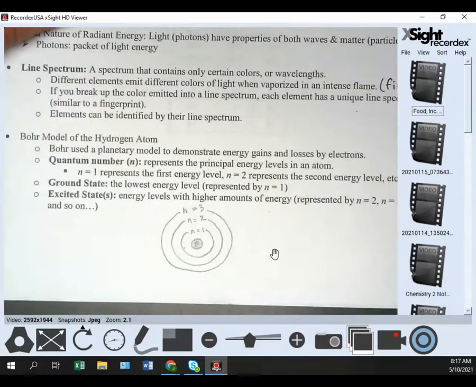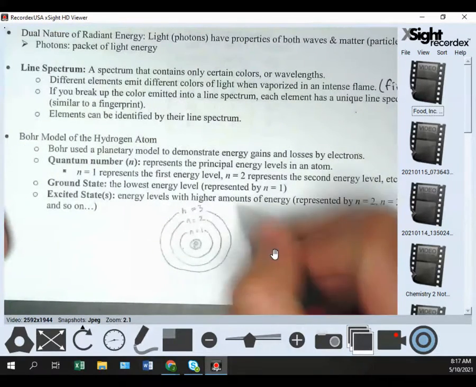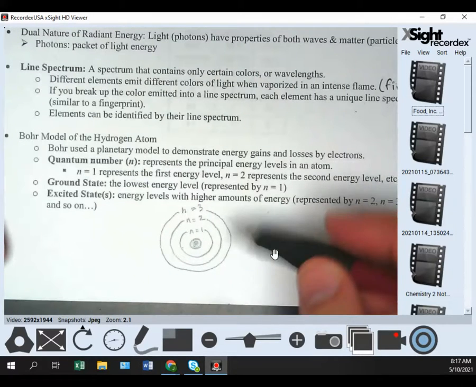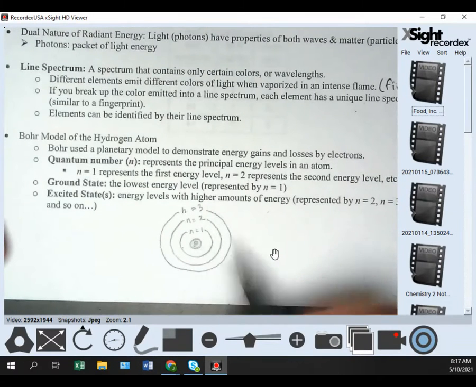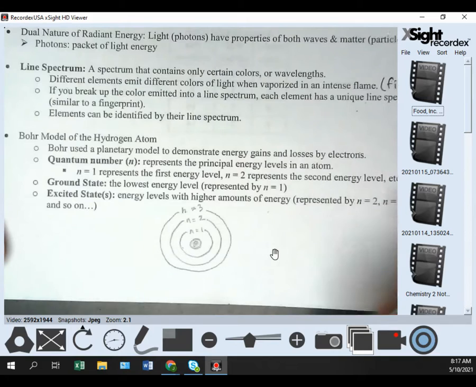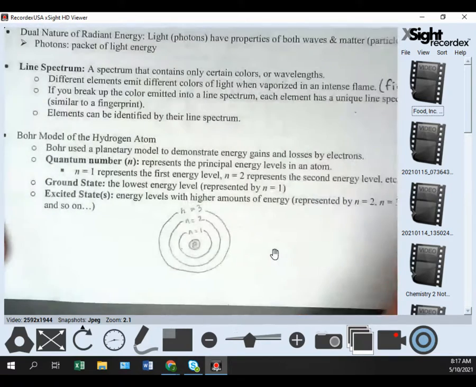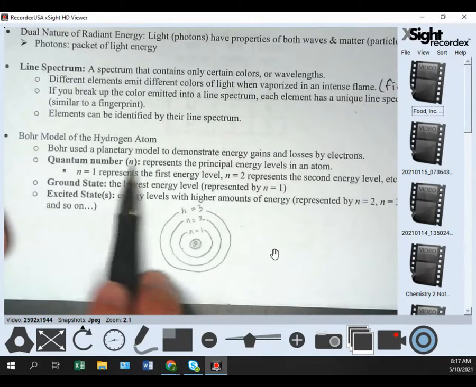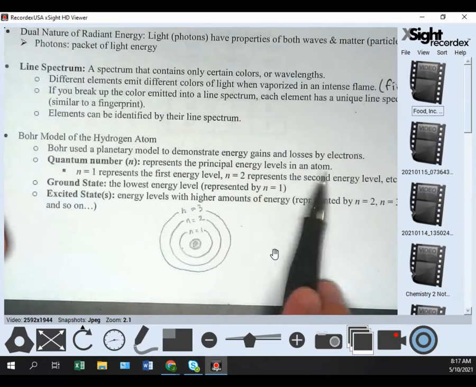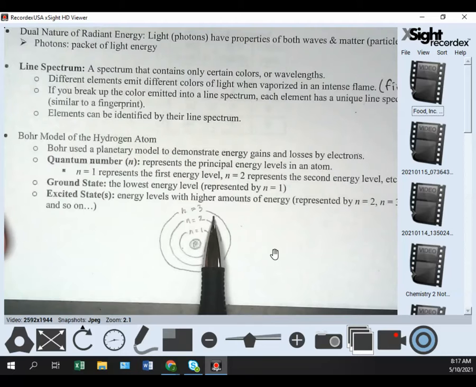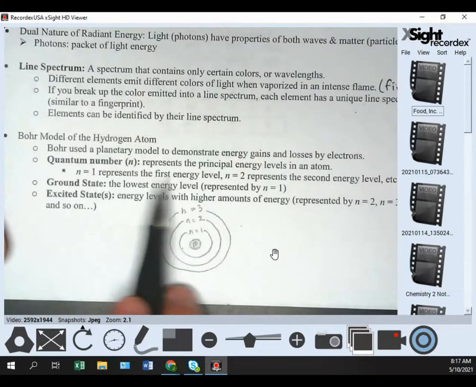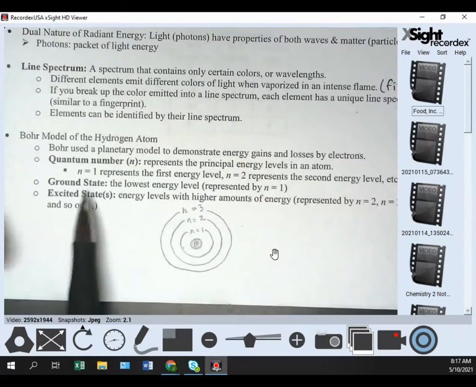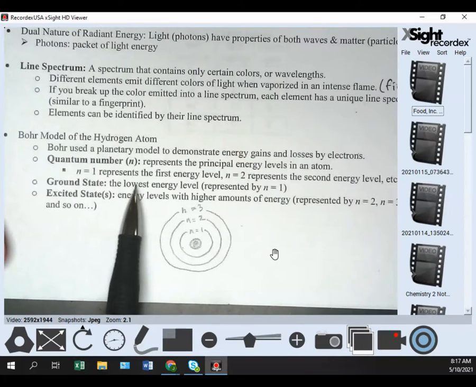So the electrons would be in the energy levels, and then you have the center. This is called the planetary model or solar system model because you have the nucleus in the center, and then everything orbiting around. The quantum number n represents the principal energy levels in the atom, the main energy levels. N equals 1 represents the first energy level. N equals 2 represents the second energy level, etc. The ground state is the lowest energy level.